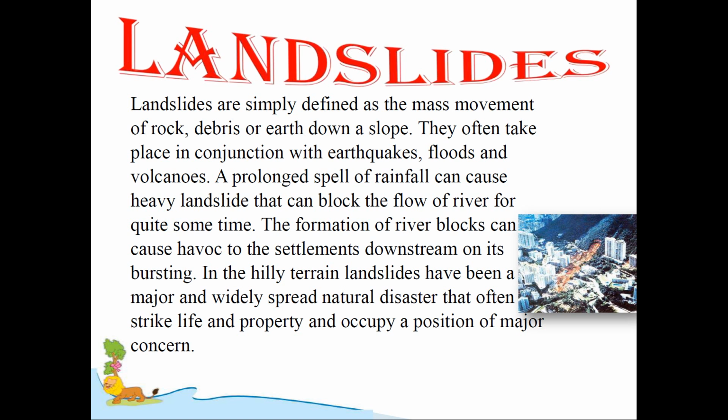A prolonged spell of rainfall can cause heavy landslide that can block the flow of a river for quite some time. The formation of river blocks can cause havoc to the settlements downstream on its bursting. Just imagine if the land is coming down and the river is flowing from here, then this landslide will stop the river and this water will just flow here. So there will be complete havoc, chaos in the city, isn't it? So it's very problematic. In hilly terrain, landslides have been a major and widely spread natural disaster that often strike life and property and occupy a position of major concern. So this is what about the landslide.